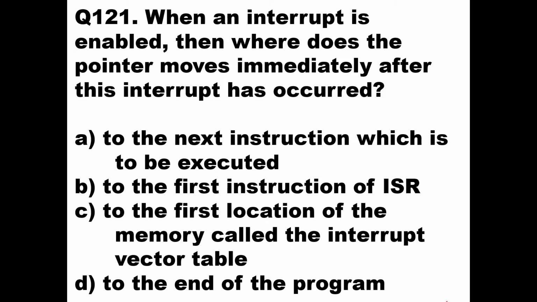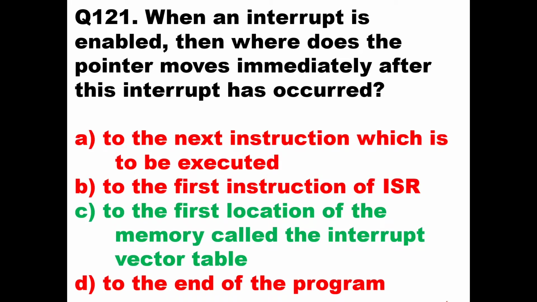Now that location will give you the interrupt service routine location, and then you can start executing the interrupt service routine, ISR. So out of these options, option C will be the right one. When an interrupt is enabled, the pointer will move to the first location of the memory called the interrupt vector table. So option C is the right answer for this question. Then we'll go to the next question.